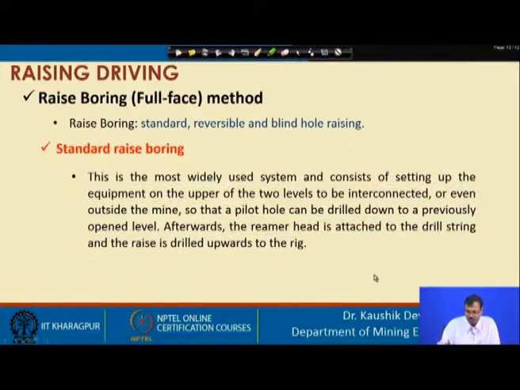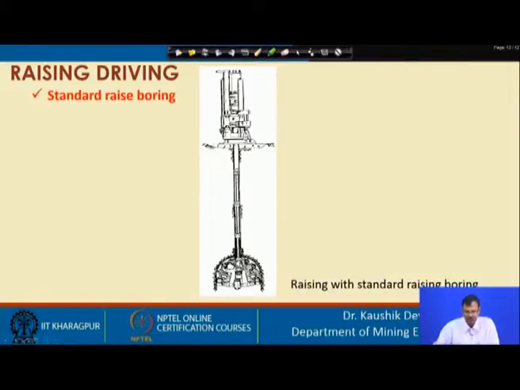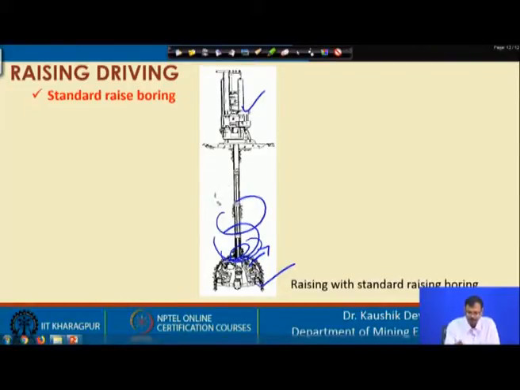If you look into the next system, so this is the photograph of that one, you can see this is the pilot hole which is created, machine is in the upper level, this is the lower level, and this is the reaming head, and this reaming head is pulled in the upward direction, so that it reams and gradually it drills like this, and finally you can achieve a raise of this dimension.